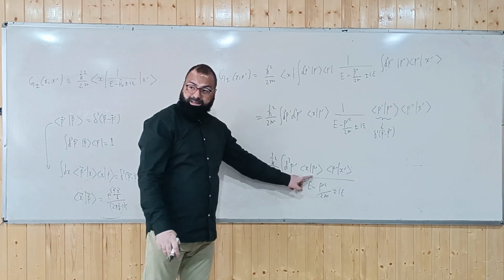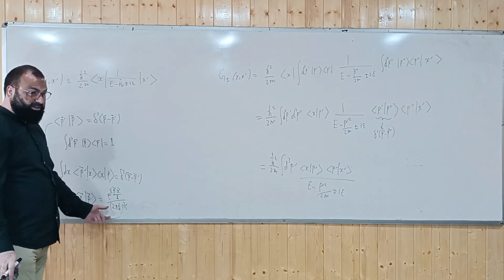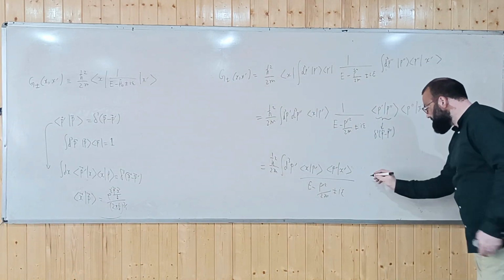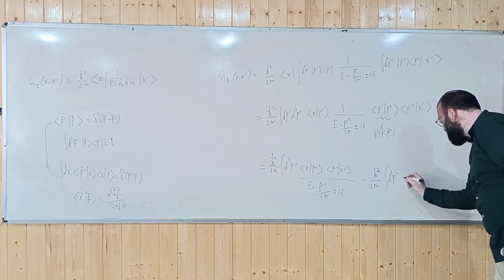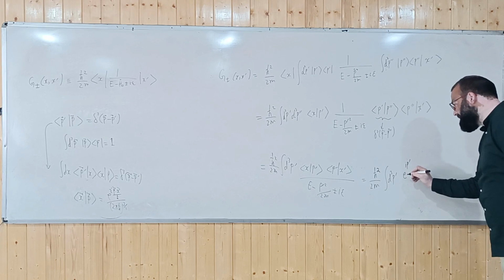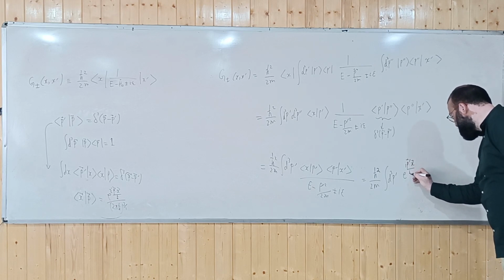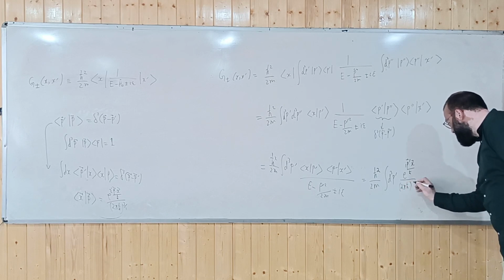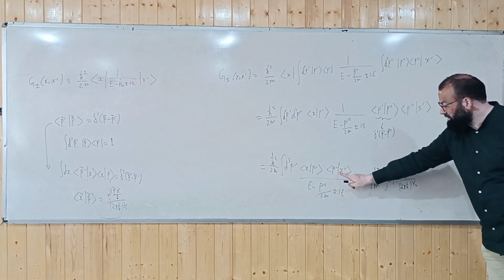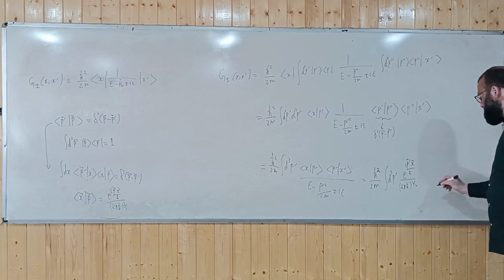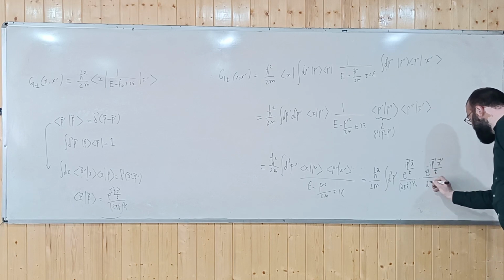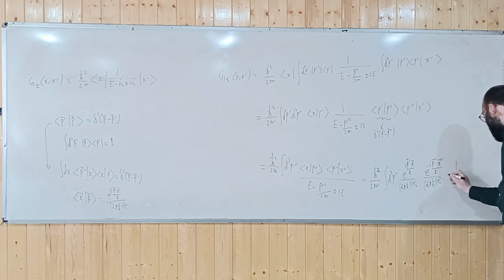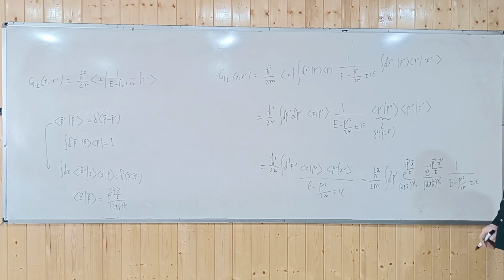Clear? So now what is <x|p prime>? This is this object. So it is equal to h cross square by 2m integral d3p prime, e raised to power i p prime dot x by h cross, divided by (2 pi h cross) to the power 3 by 2. These are vectors. Then you have the conjugate of this thing; only p prime and x are changed. So it will be simply e raised to power minus i p prime dot x prime by h cross, divided by (2 pi h cross) to the power 3 by 2. So 1 divided by e minus p prime square by 2m plus minus i epsilon. Okay, got it?